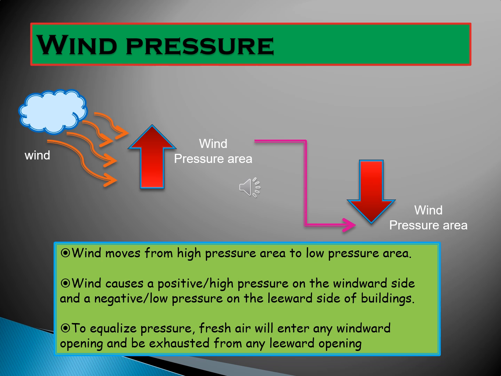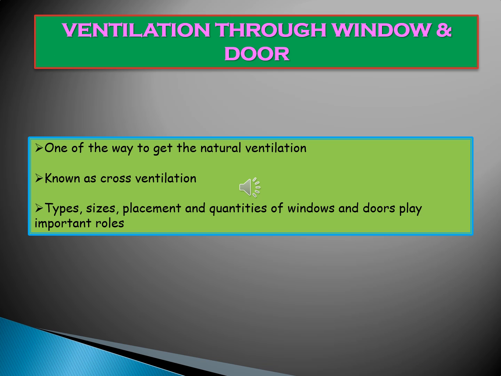Wind pressure. Wind moves from high pressure area to low pressure area. Wind causes a positive or high pressure on the windward side and a negative or low pressure on the leeward side of buildings. To equalize pressure, fresh air will enter any windward opening and be exhausted from any leeward opening. Ventilation through window and door. One of the ways to get the natural ventilation is known as cross ventilation. Cross ventilation is when air enters on one side of the building and leaves on the opposite side.